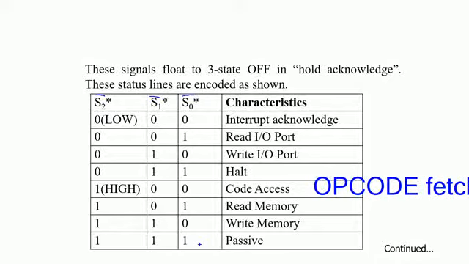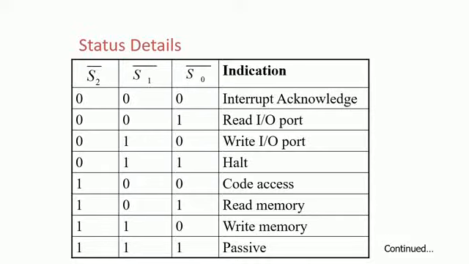So here the code access is nothing but the opcode fetching operation. These are the three status signals which are used for indicating what kind of operation is going on inside the microprocessor presently. By reading these three signal status, we will come to know what kind of operation is going on inside the microprocessor.